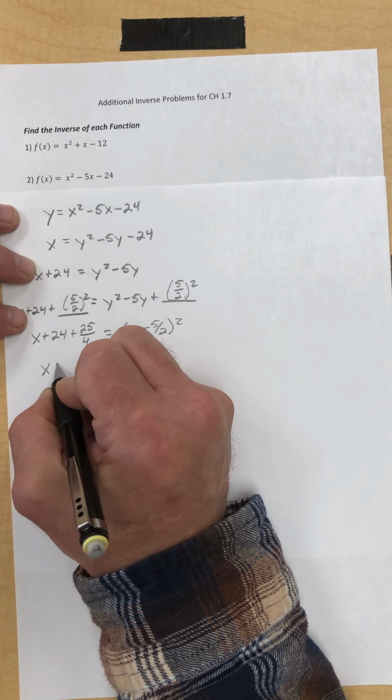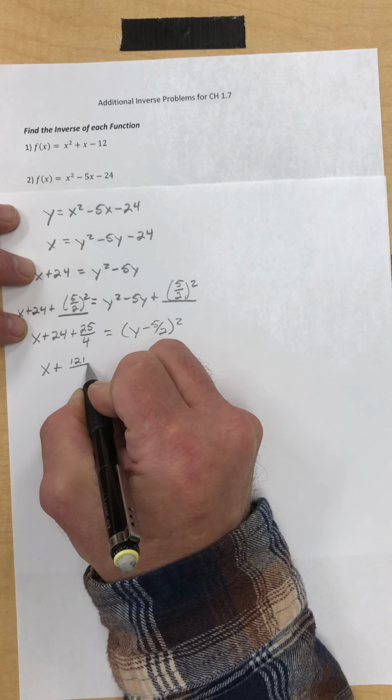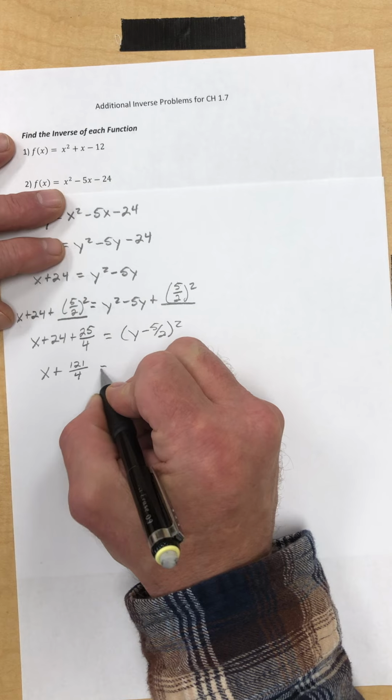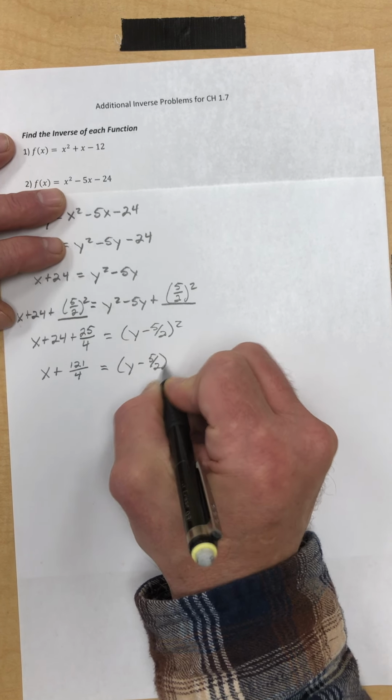So I get x plus 121 over 4. Now, does that make sense? Let's see. 25/4 is 6 1/4. So if I go 24 plus 6 1/4, I get, yes, that works out. Equals y minus 5/2 squared.